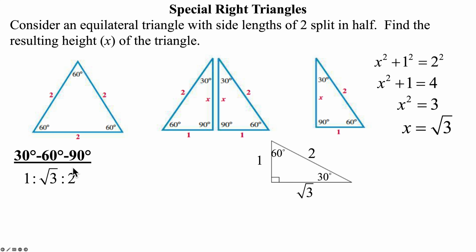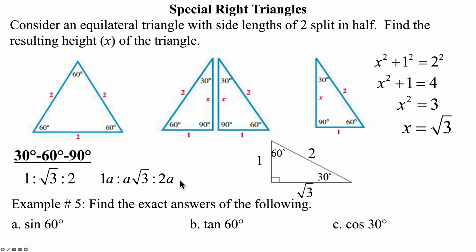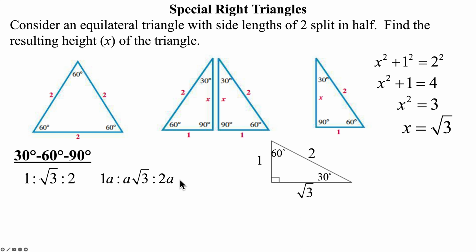All right, now I write this just slightly different, and I put a's multiplied to every one of those values. The reason for that is the reason you have special right triangles. It's a little bit different than other right triangles. Most right triangles, you have to be given 2 sides to find the third to use the Pythagorean theorem. Here, you only need to be given 1 side, and you can find the other 2, as long as it's a 30, 60, 90 right triangle.